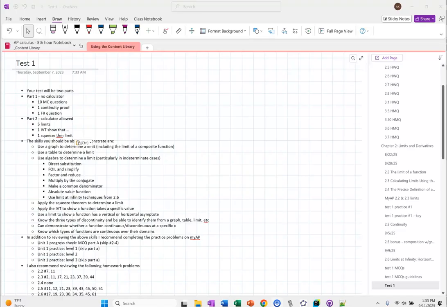So again, you should be able to identify what type it is, whether it's a jump, a hole, or an infinite discontinuity or vertical asymptote. You can use those two terms interchangeably. I don't care which one you say. You should be able to do that from looking at a graph or a table of values or some other information like the limit is equal to this and f of this is equal to that, right? You should be able to recognize what that is regardless of the way I give it to you. Whether you have a picture, a table, or some other information about the function.